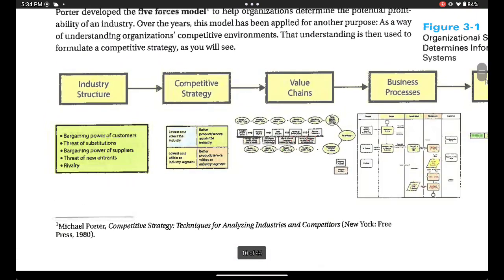So this is the first step, industry structure, right? So you do your Porter's 5 forces model. The next thing you're going to do is your competitive strategy. So you look at all the stuff you analyzed here and you'll do a strategy.